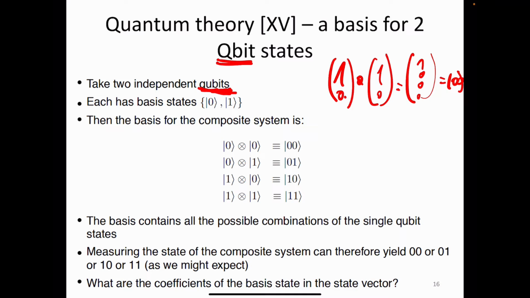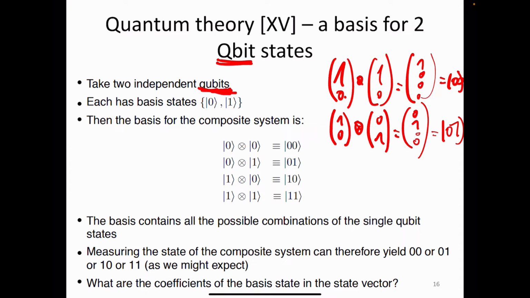And the same is true for the other states here, of course. So maybe let's do one other example. If we have the state 0 1, then we start with 1, 0, do the tensor product with 0, 1, and we have 1 times 0, 1 times 1, 0 times 0, and 0 times 1, which is 0, 1, 0, 0. And please excuse my handwriting, I know it's not the best.